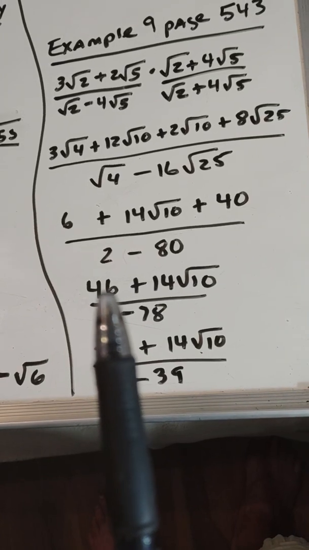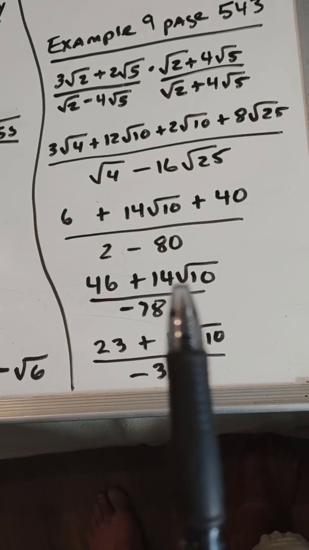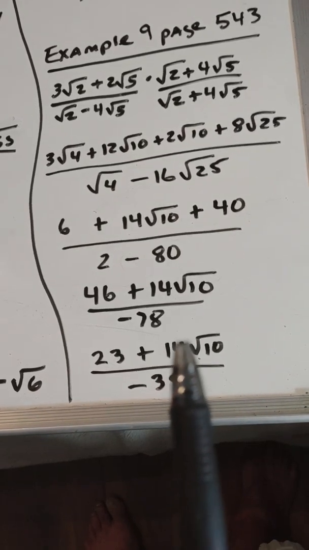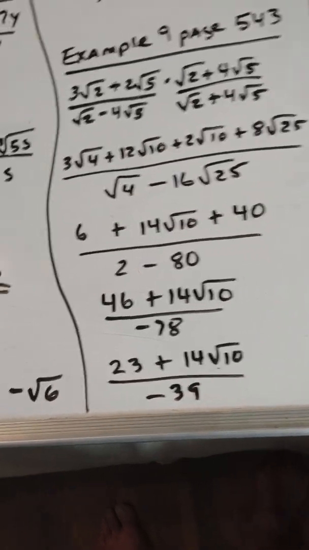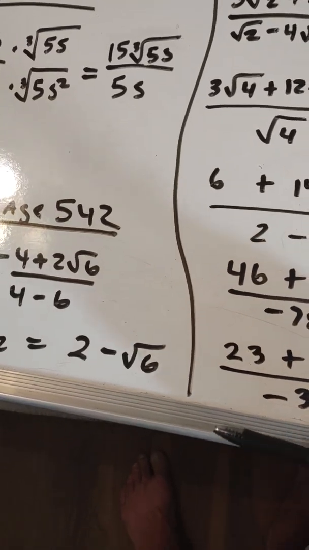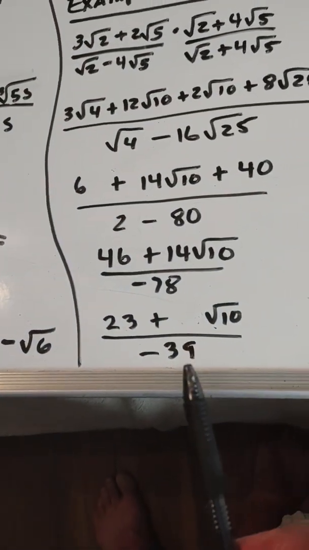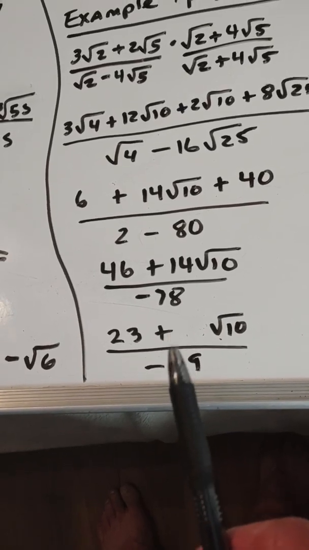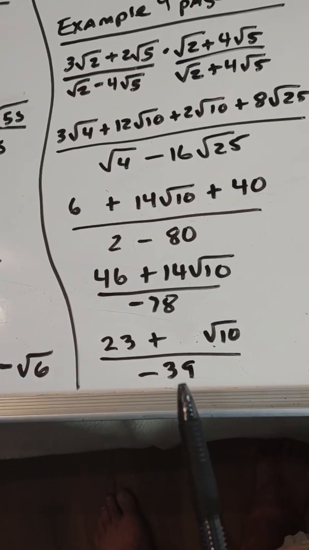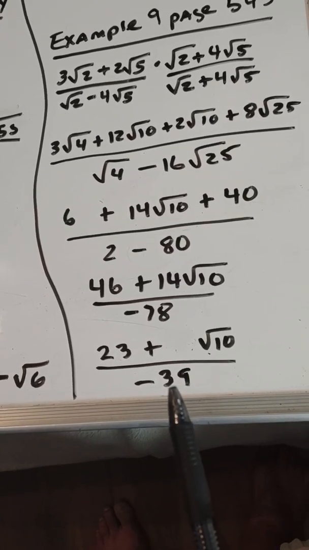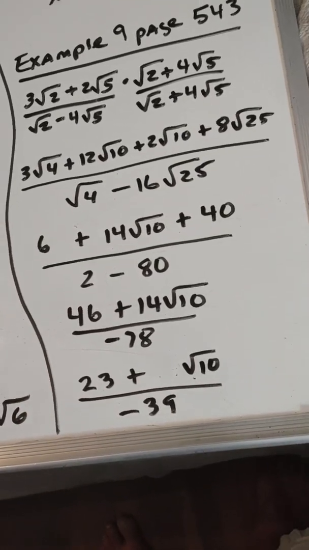I can reduce these all by 2. Divide that by 2, I get 23. Divide that by 2, I get 7. Should be 7 square root of 10. That should have been 7 square root of 10. And then negative 78 divided by 2 should have been negative 39. Okay.